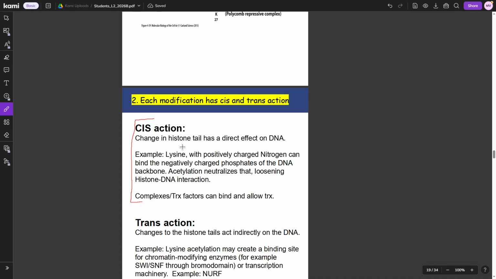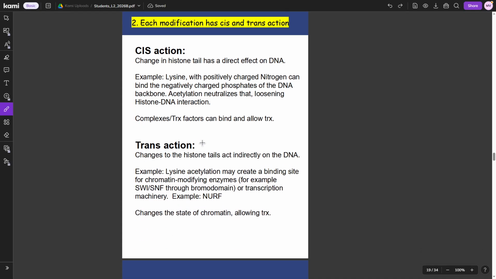And so what that allows for is that loosening directly allows for transcription factors and proteins to interact with the DNA. That is a cis action because it's one modification to a histone tail that results in a change in expression for a gene. A trans action is a little bit different.